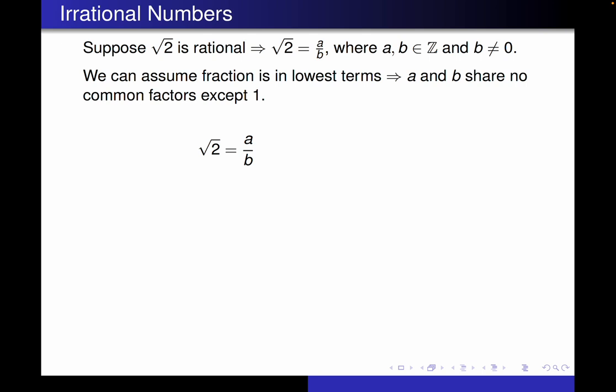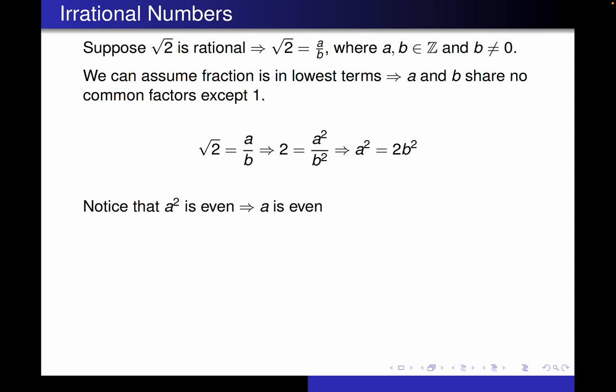Square roots are inconvenient, so we're going to square both sides of that equation. Fractions are also inconvenient, so we're going to multiply both sides of that equation by b squared. And then we notice that since b squared is an integer, 2 times b squared is an even integer. That means that a squared is an even integer. And since squaring odd numbers gives us odd numbers, probably something that you proved back in Math 210, that means that a has to be even. Can't be odd, because if we squared it, we wouldn't get an even number.